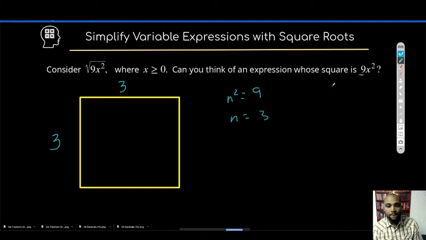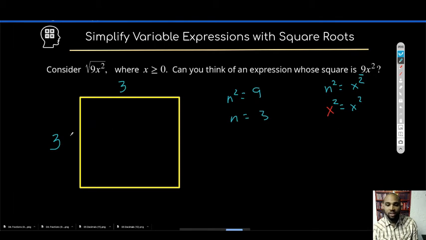But what if I also did the x that way? If I said n squared equals x squared. So what does n have to be to get an x squared? Well, hopefully you can see that these look really close. The only thing that's different is the n, so I need an x squared to give me an x squared.